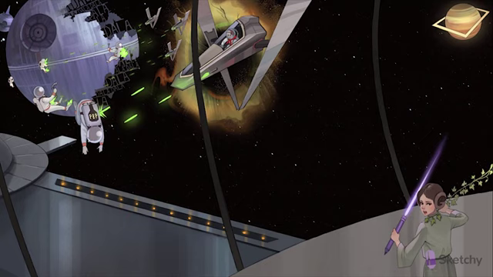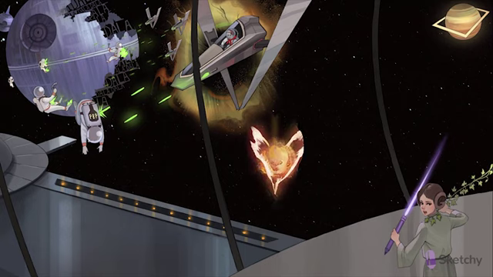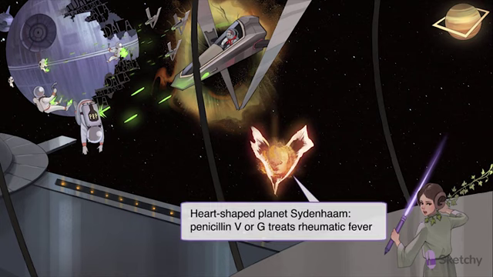But we all know that a sore throat can lead to a broken heart, and if we look out the window behind her, we can see that her home planet, Sinningham, has already been destroyed by the Death Coccus. Notice the heart shape combined with fire, to remind you that penicillin V or G are treatments for rheumatic fever.